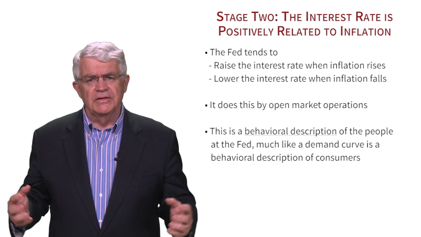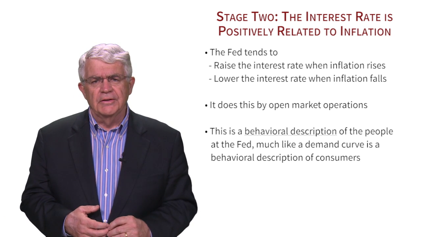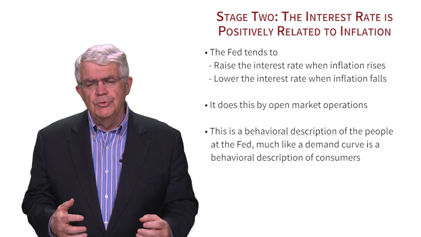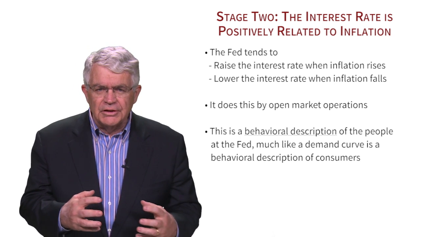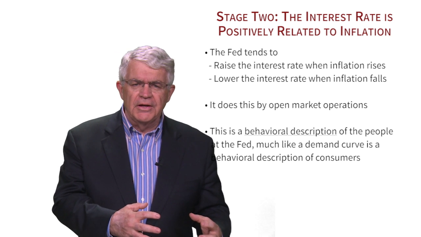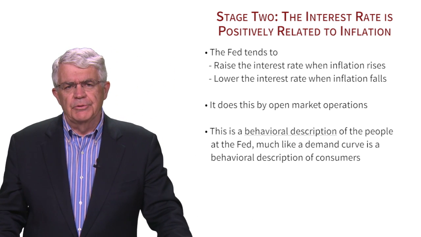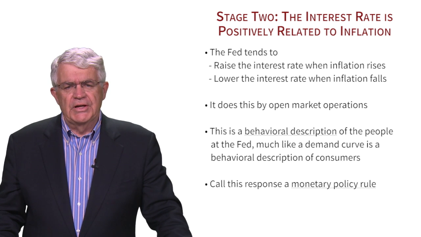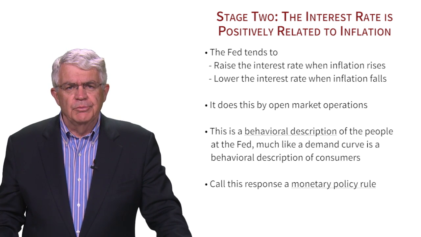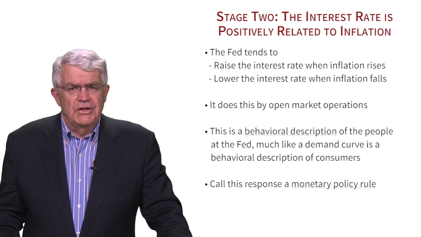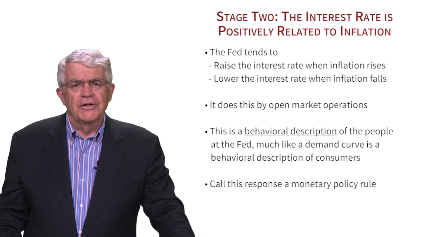In that sense, it's like a demand curve for bicycles or peanuts, where we looked at the behavior of consumers of bicycles and peanuts to figure out what the demand curve was. Here we're looking at the behavior of the people at the Fed rather than people in the bicycle or peanut market, but the concept is very similar. We call this response the monetary policy rule. And that's going to be our connection, stage two, between the interest rate and inflation. It's just the behavior of the Federal Reserve.